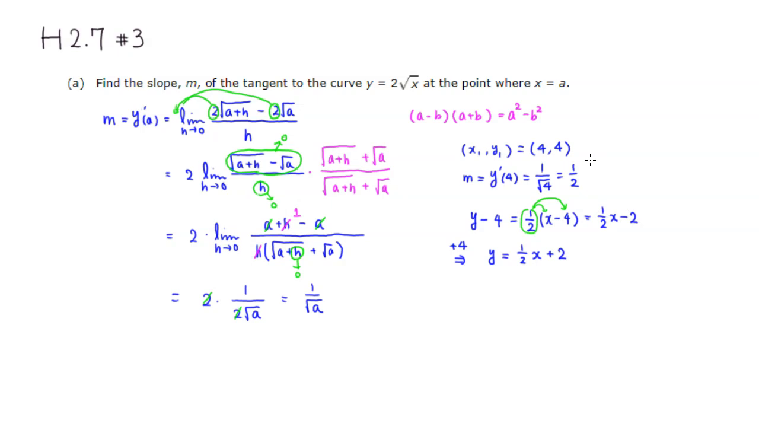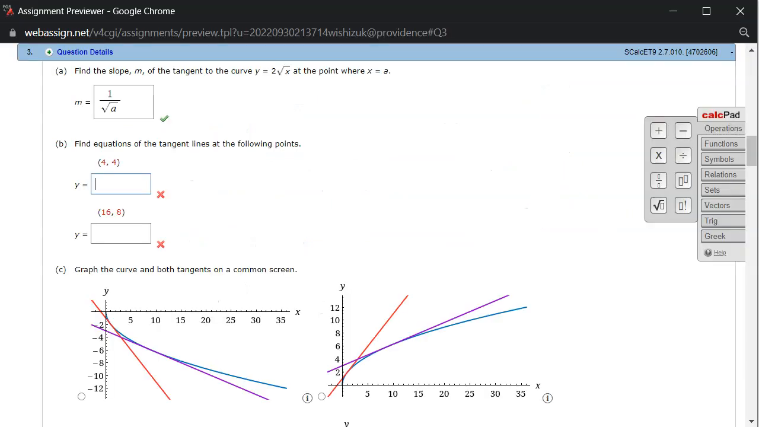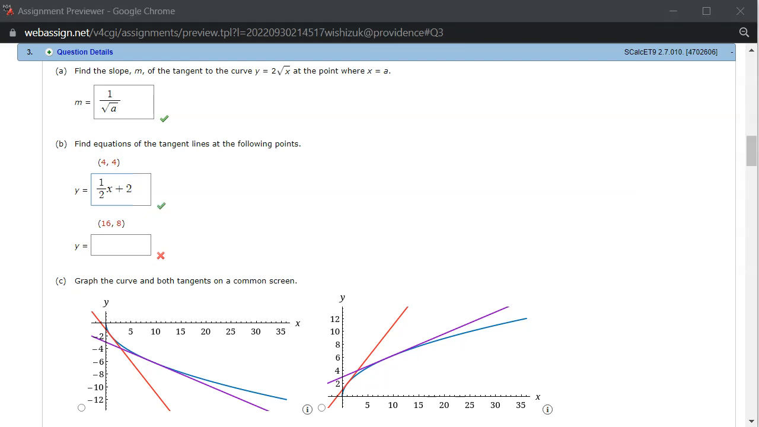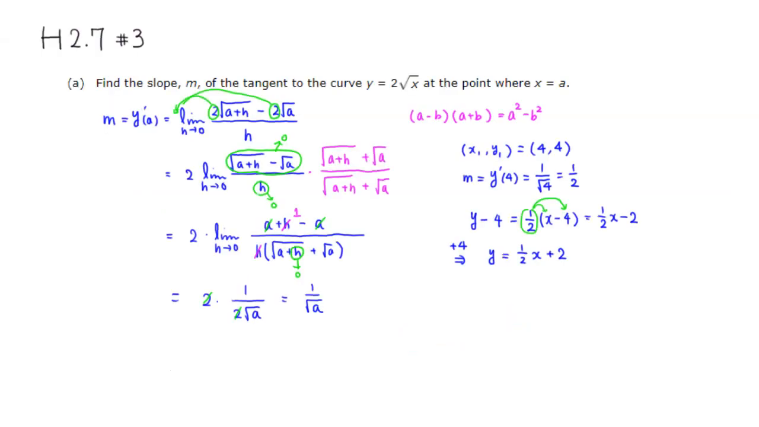Right? Let's type it in. All right, so we have 1/2 x plus 2. All right, let's check the answer. All right, I came back. We got the tangent line at 4, 4. Let's do the same at 16, 8. So this time x1 and y1 is going to be 16, 8.